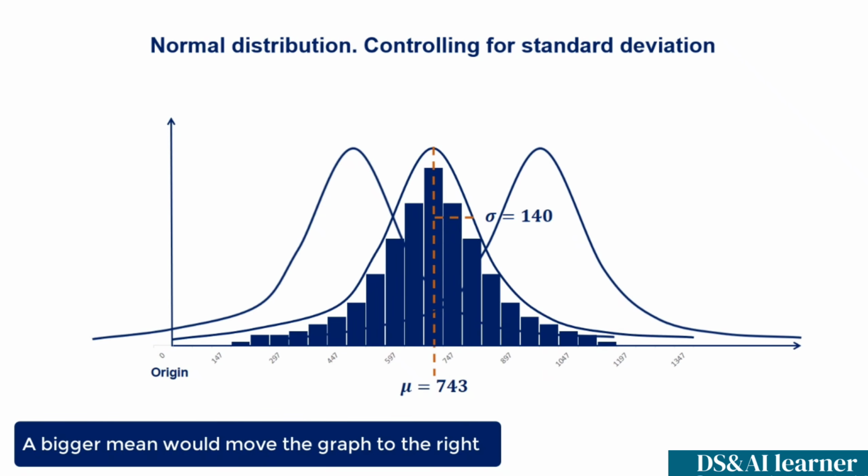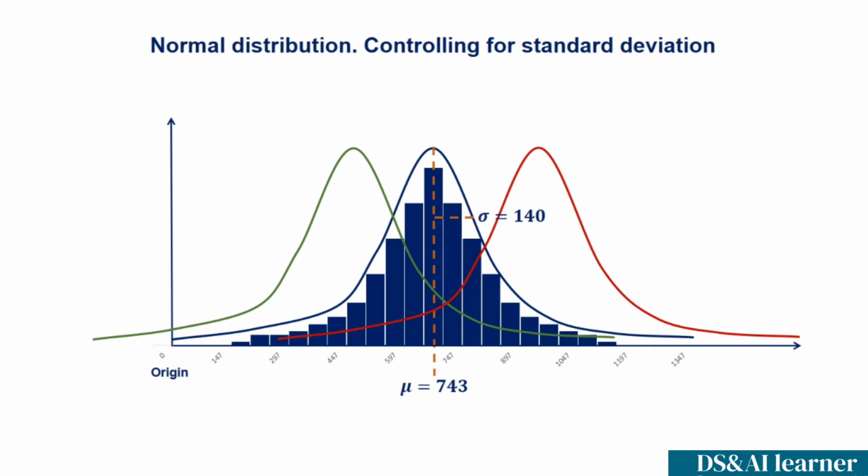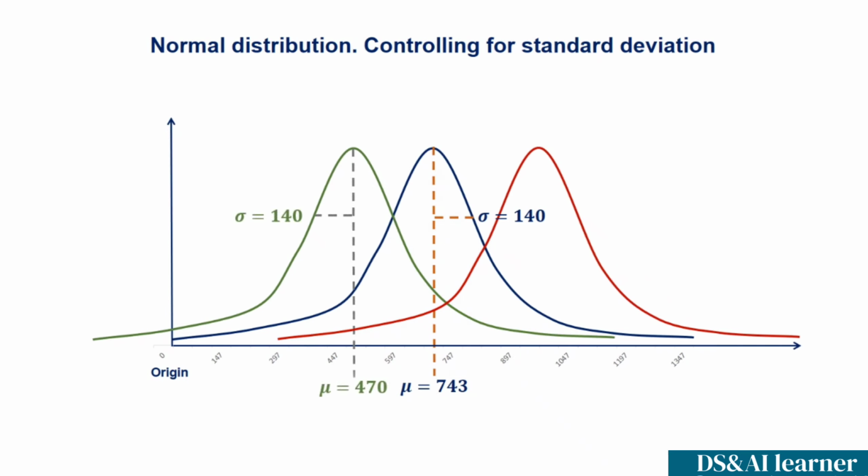In our example, this resulted in two new distributions, one with a mean of 470 and a standard deviation of 140, and one with a mean of 960 and a standard deviation of 140.